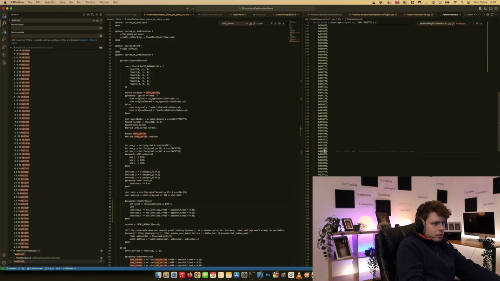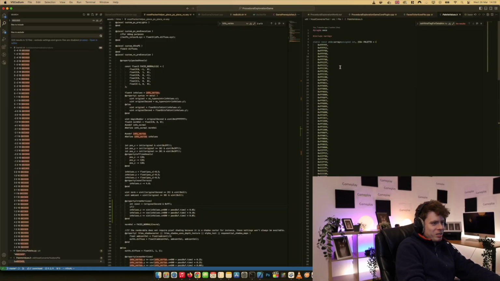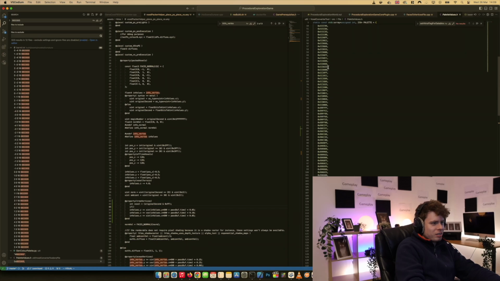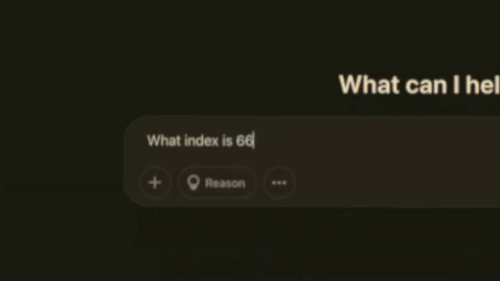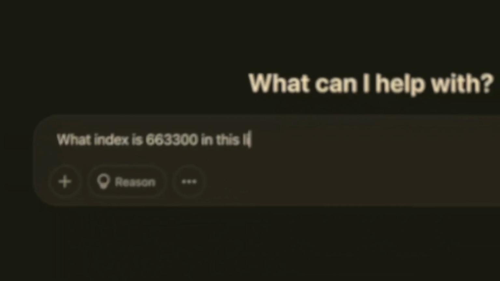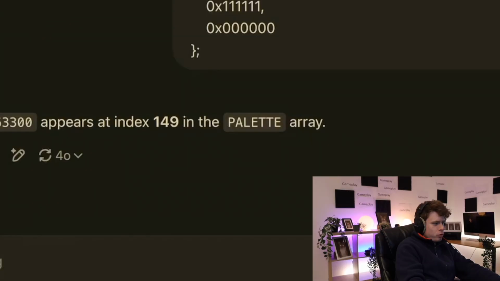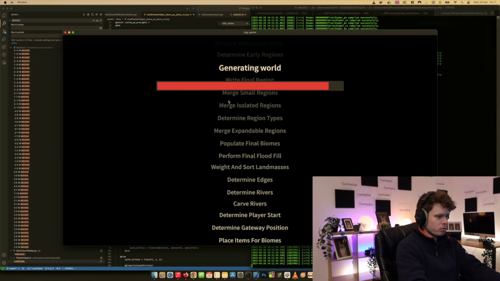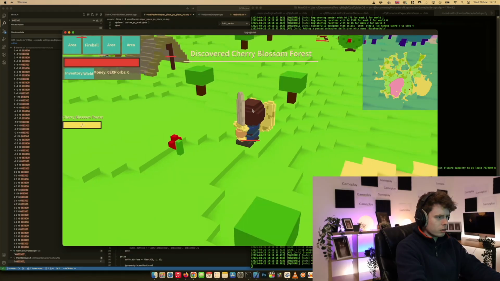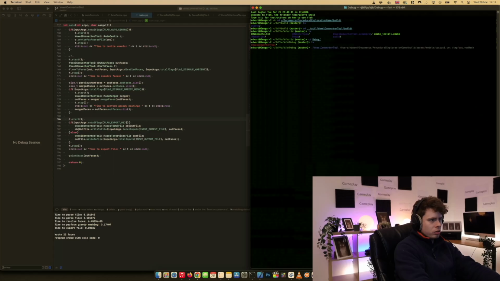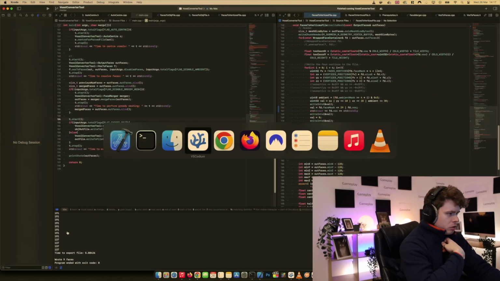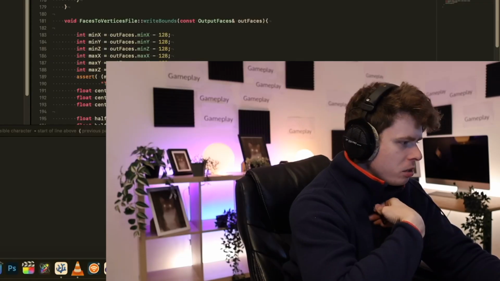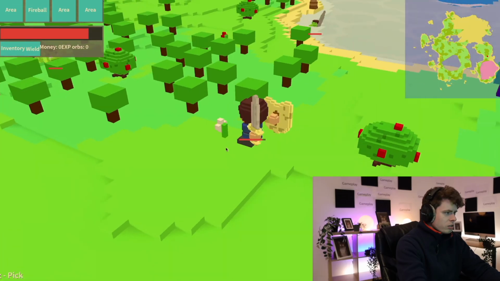It'd be somewhere in the color palette, there. And the question is, what index is that at? What index is 663300 in this list? 149, right. So basically what I'm saying is don't animate the tree trunk. Okay, so it's either 191 or 137. God damn it, ChatGPT. Okay, nice, that does look better.